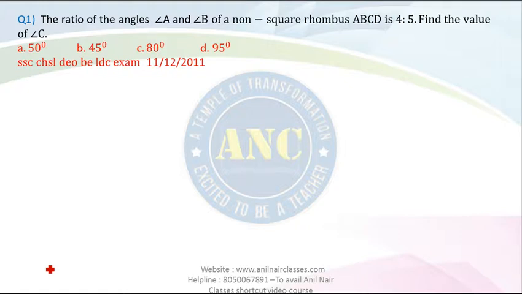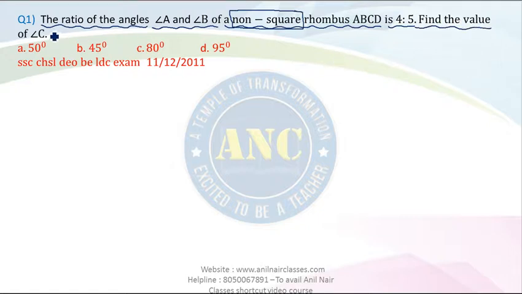Now let us move on to solving some questions in this beautiful concept called rhombus. Now see here, sir. First question says, the ratio of angles A and B of a non-square rhombus ABCD is 4:5. Why did they mention it as non-square? Non-square is nothing but the diagonals are different. The diagonals are not equal. That is the meaning of non-square rhombus. Find the value of angle C.